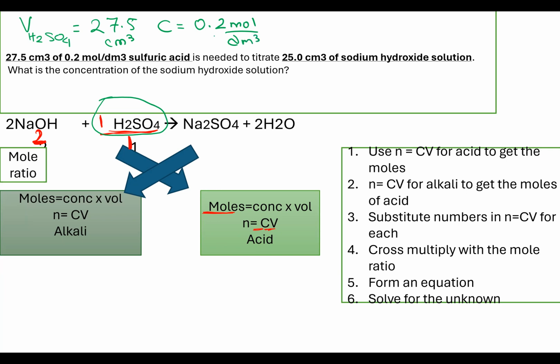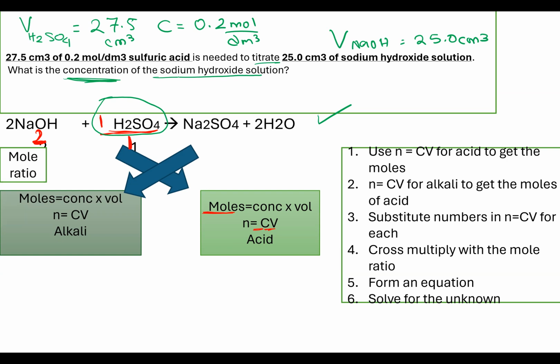Okay. And it's needed to titrate 25.0 cubic centimeters of sodium hydroxide solution. So here I have the volume of sodium hydroxide, and that's equal to 25.0 cubic centimeters. Now, having the balanced equation helps in the calculations, which is very important. So you have to make sure that your equation is balanced. The question asks you, what is the concentration of sodium hydroxide solution?